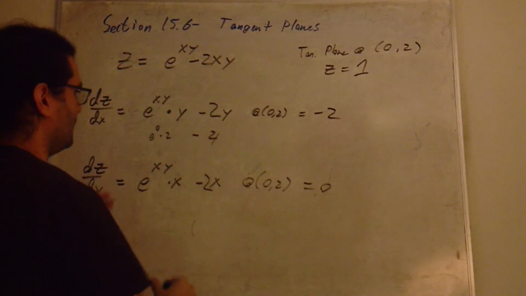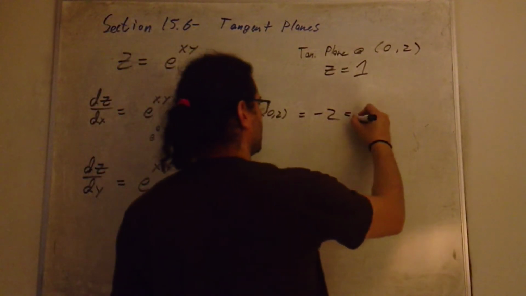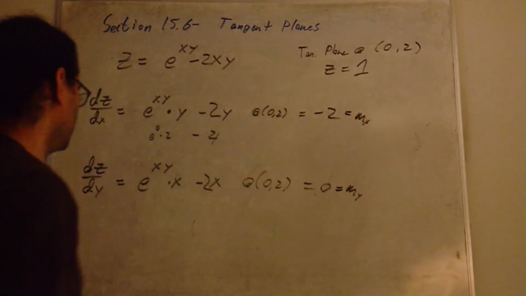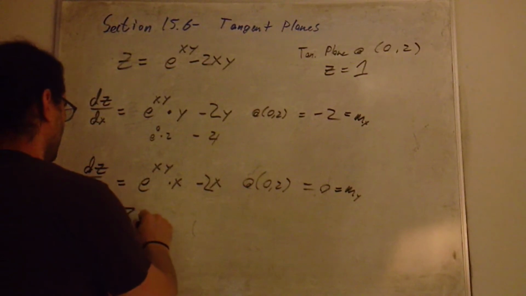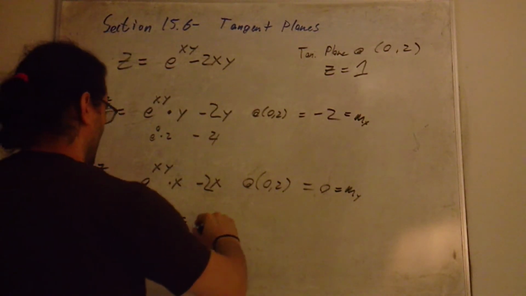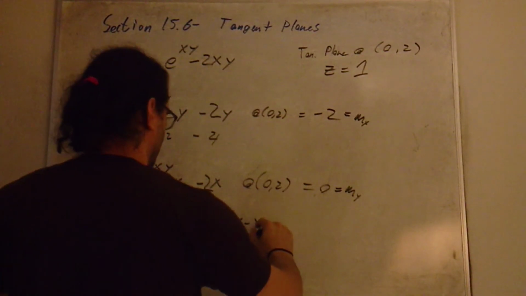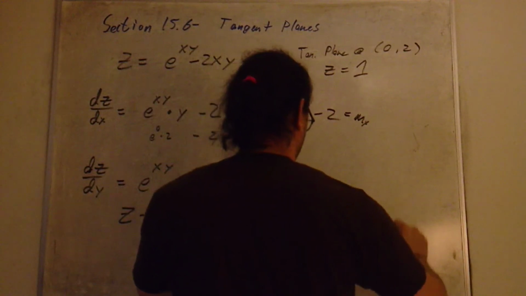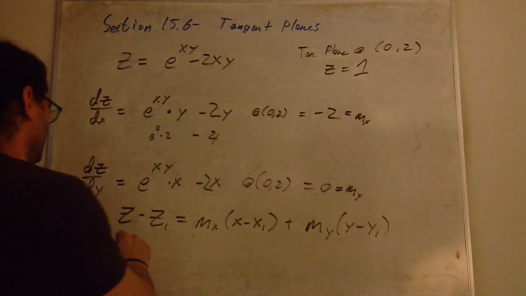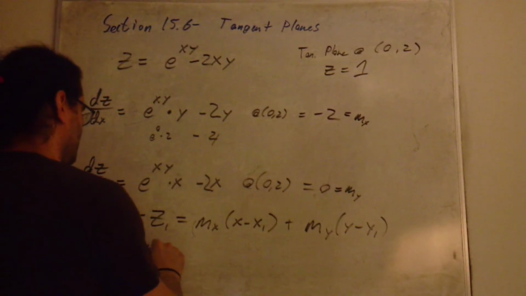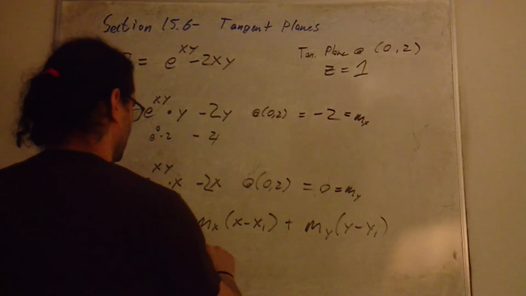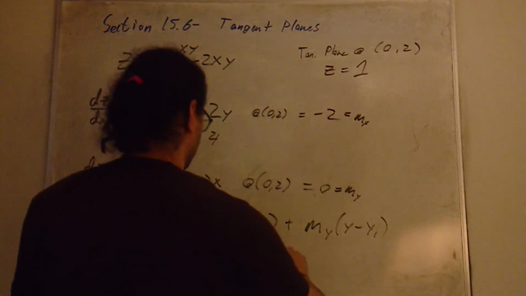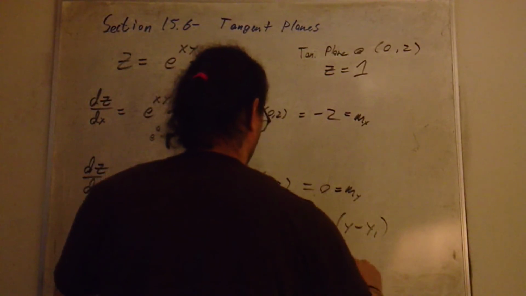So, I have my two slopes. This is mx. This is my. I have my point. I can plug everything into the function. Z minus z1 equals mx times x minus x1 plus my times y minus y1. So, plugging stuff in, we get z minus 1 equals negative 2 times x minus 0 plus 0 times y minus 2.